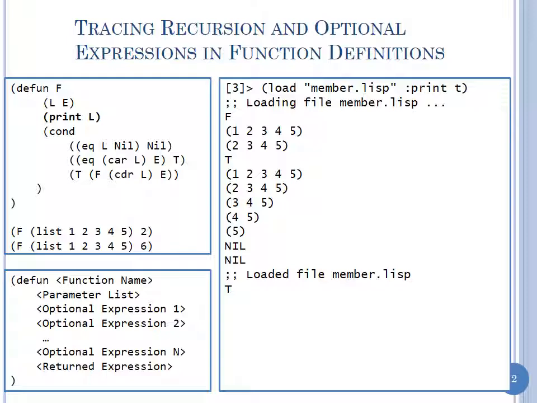So when we evaluate it, first, my list is 1, 2, 3, 4, 5. The first element is not equal to 2, so I recurse. Then when it comes to 2, 3, 4, 5, the first element is 2, so I stop the recursion. And the second time, I keep recursing till I get to the nil list, and then I say no. So this is basically the 101 level of recursion, really, if you do recursion in 101.